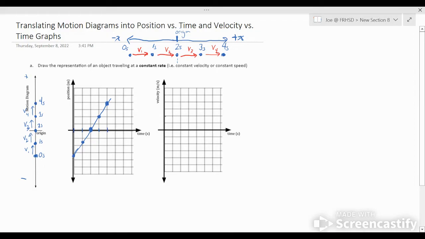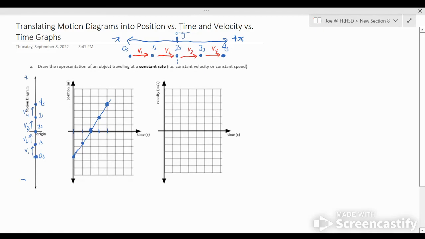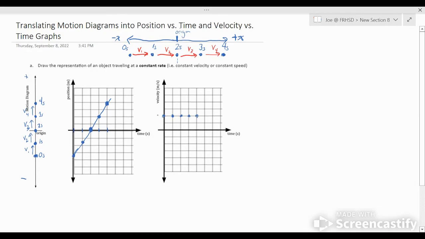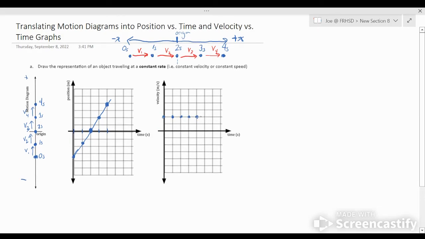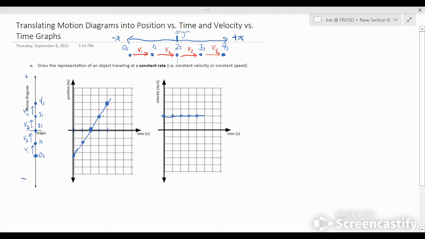For example, if it's 4 meters per second, that 4 meters per second would stay the same for each of those 4 seconds. And then you would get a horizontal line. So if you are translating from the motion diagram for position, you want to use the dots. If you are translating for the velocity versus time graph, you want to use the V arrows.